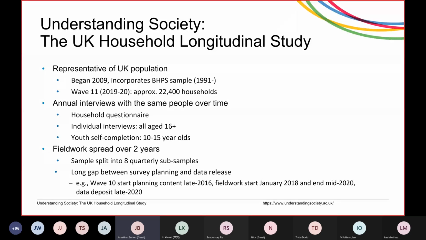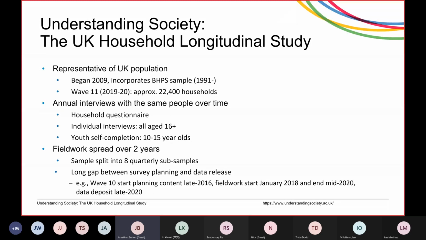There's a household questionnaire, and then we ask everyone aged 16 and above to do an individual adult interview. There's also a self-completion questionnaire for 10 to 15-year-olds. Now, the fieldwork for each wave is spread over 2 years. So the sample we have is split into 8 quarterly subsamples.